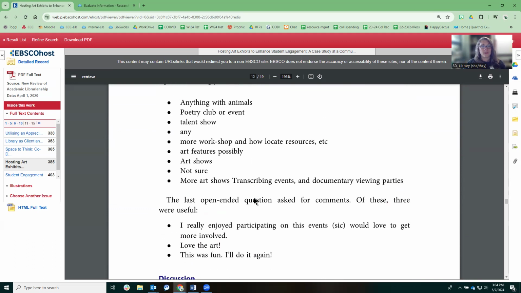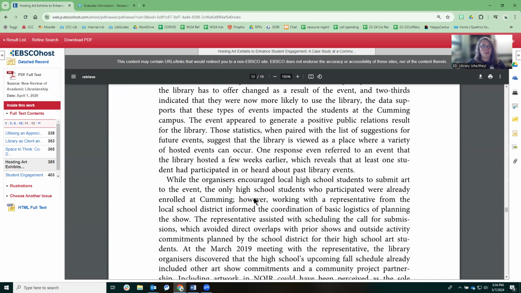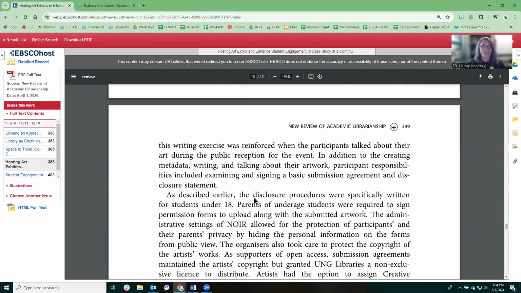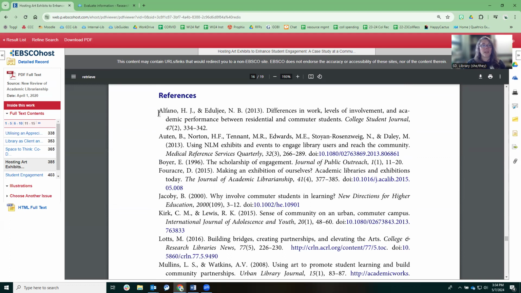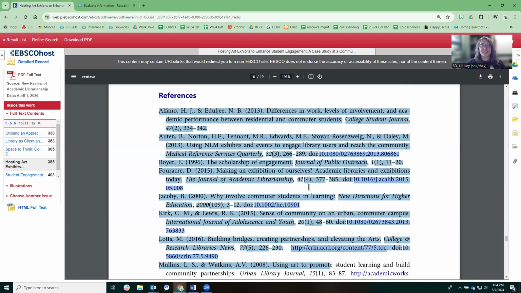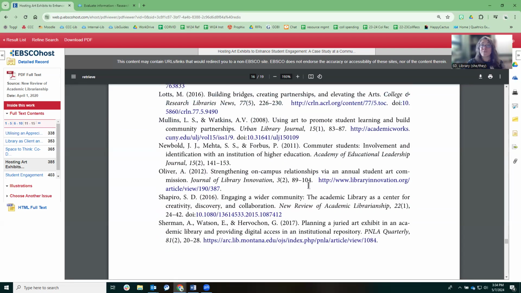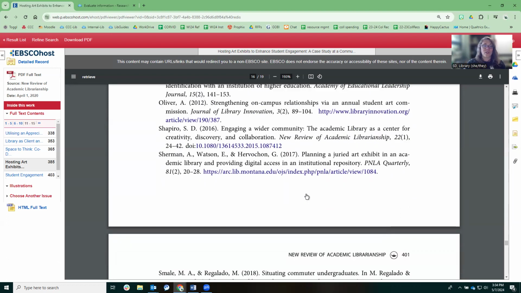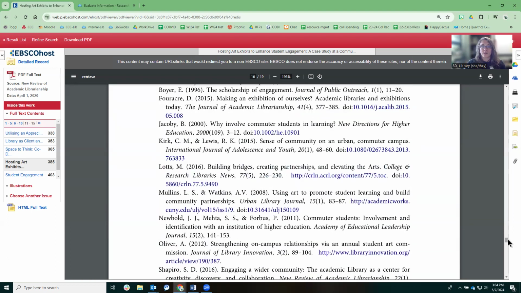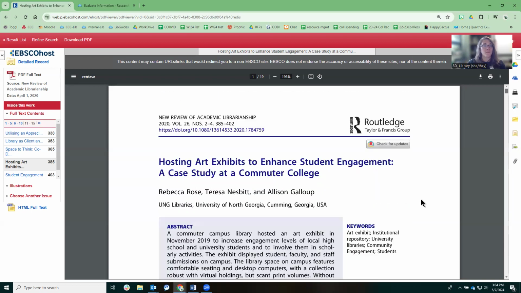Let's see. I wonder if we're going to see any citations in here. Oh, here we go, references. So these are all of the things that these authors referenced in writing this article. And I can go to any one of those to see if what they're saying aligns. That's going to help me determine whether or not this is reliable. Great. Sorry, it took a long time to get there.